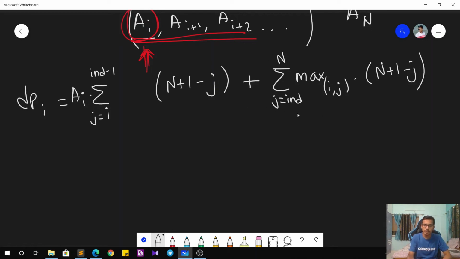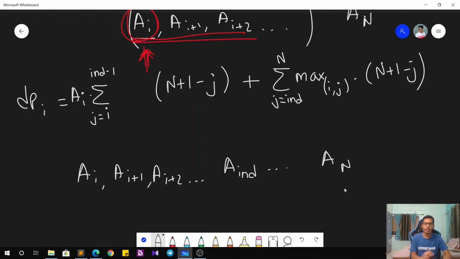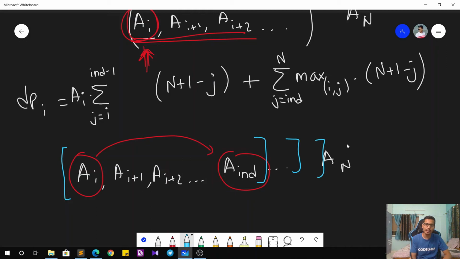And in the second term, what is the maximum from i to the jth element? This was element ai, this was element ai plus 1, ai plus 2, all the way up to ind, and then we have an over here. Now we know one thing, this is element ai and this is the next greater element. So if our range is i comma j, the left bracket will be somewhere over here, and the right bracket will be over here for the second term, because j varies from ind to n.